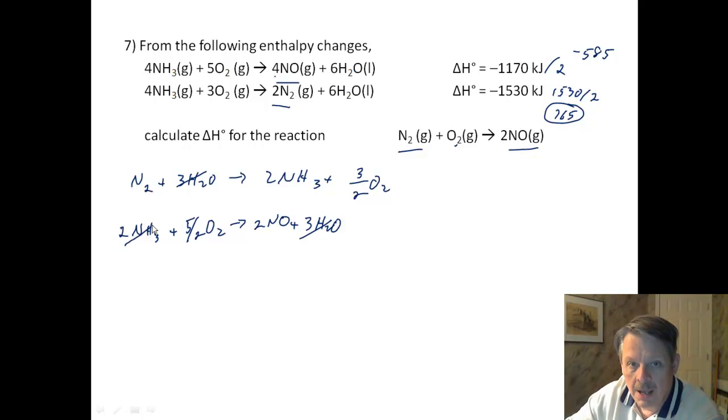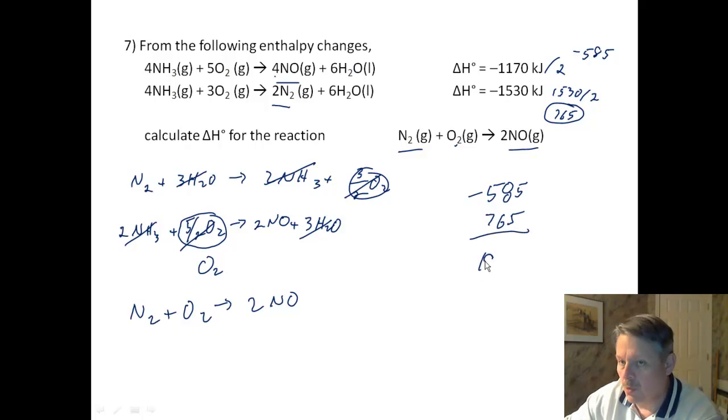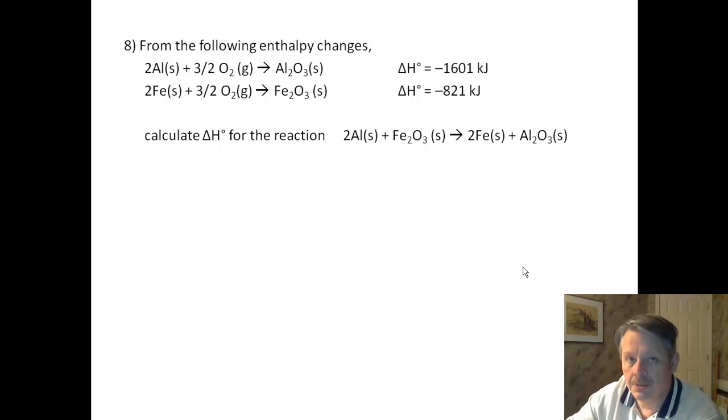Let's see. I've got 2 NH3s. They're gone. And I've got this 3 halves O2. I got 5 halves O2. So when I get rid of 3 halves out of 5 halves, that's just 1 O2 on the left. So I end up with N2 plus O2, giving me 2 NO. That's the correct equation. So I take the negative 585, and I add it to the 765, and I get 180 kilojoules. And that's my final answer.